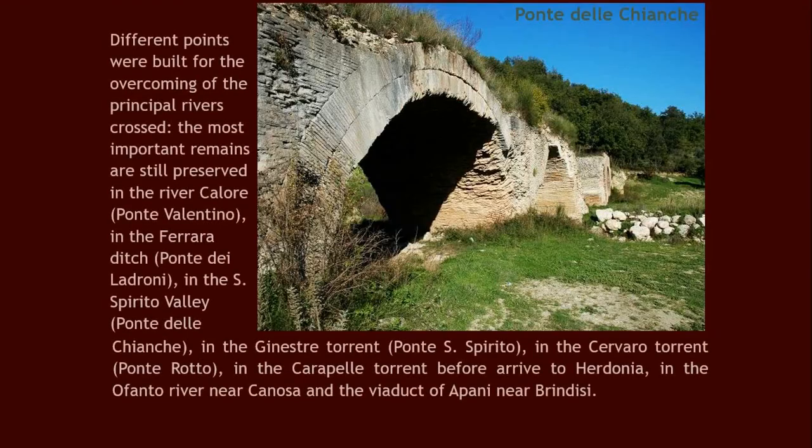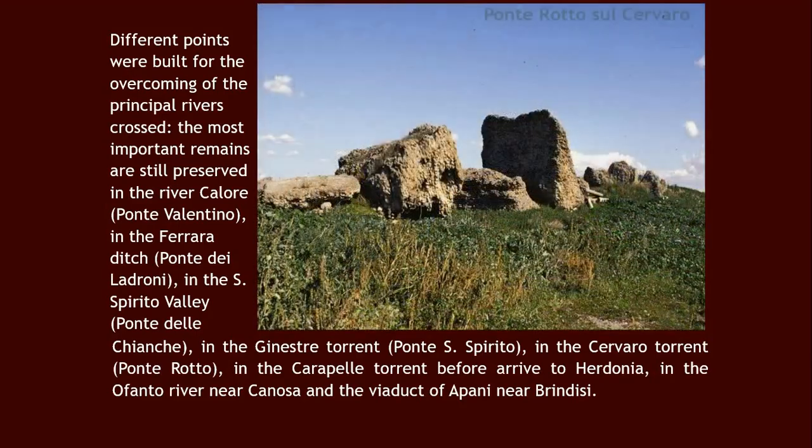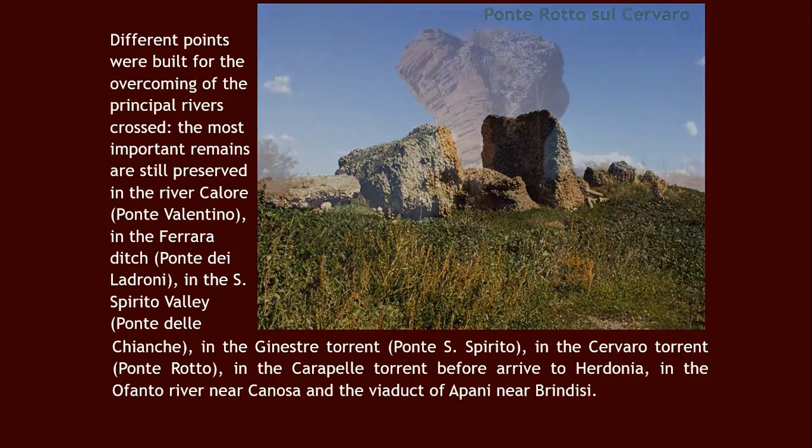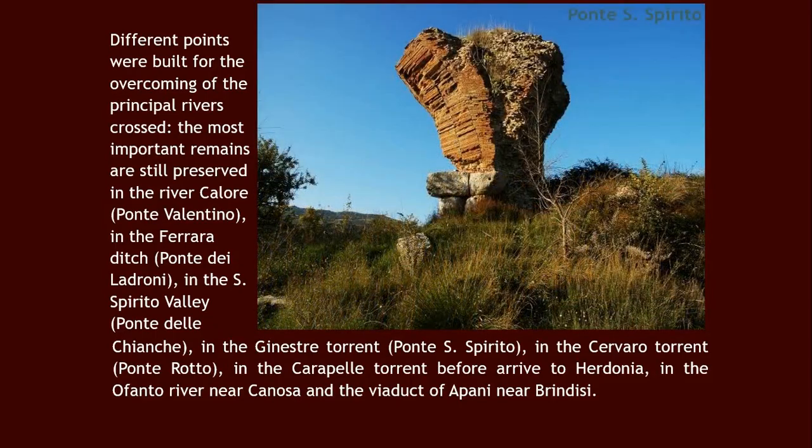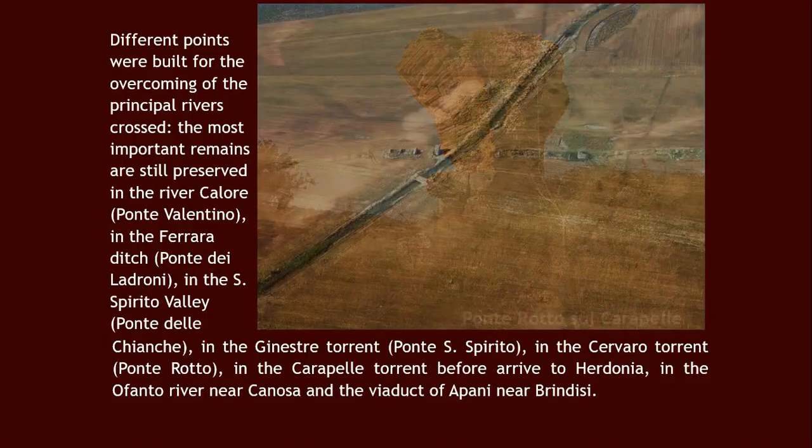Different bridges were built for the overcoming of the principal rivers crossed. The most important remains are still preserved in the river Calore, Ponte Valentino, in the Ferrara ditch, Ponte dei Ladroni, in the Santo Spirito Valley, Ponte delle Chianche, in the Ginestra torrent, Ponte Santo Spirito, in the Sabaro torrent, Ponte Rotto, in the Carapelle torrent before arriving to Herdonia, in the Ofanto river near Canossa and the viaduct of Apani near Brindisi.